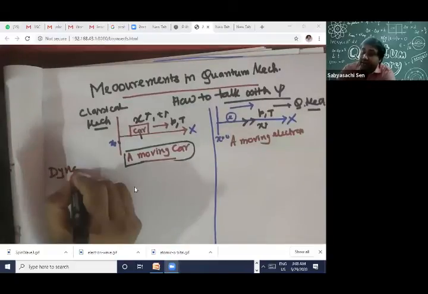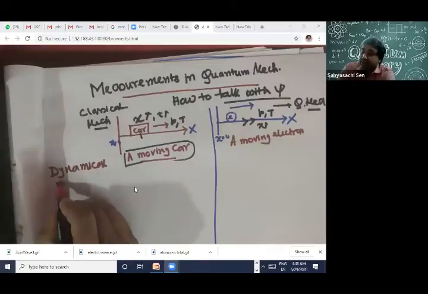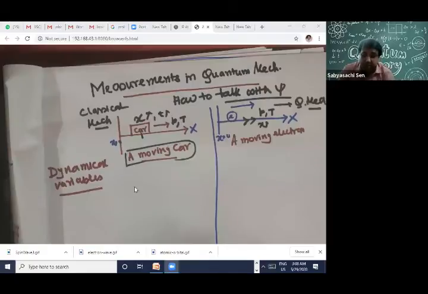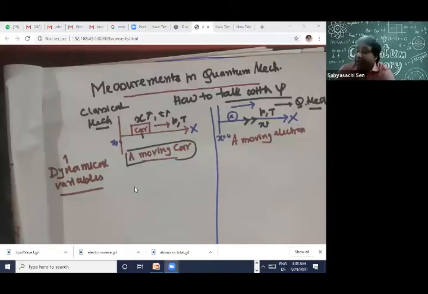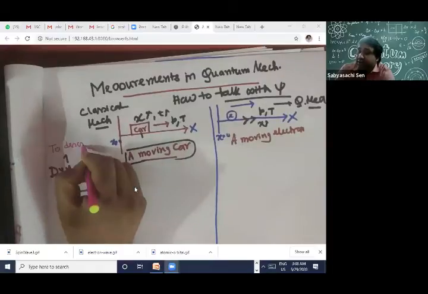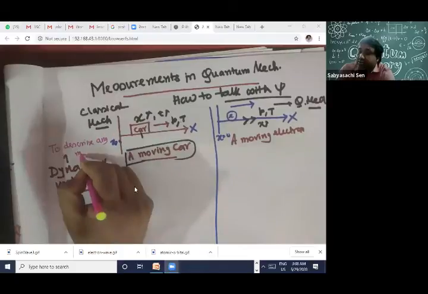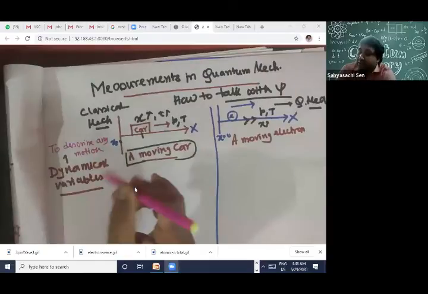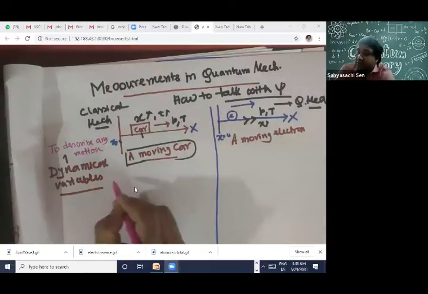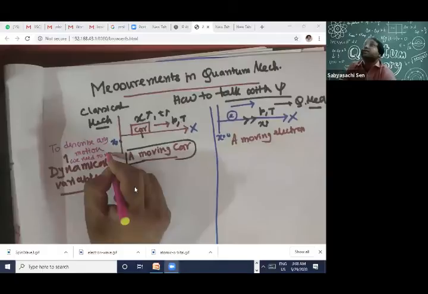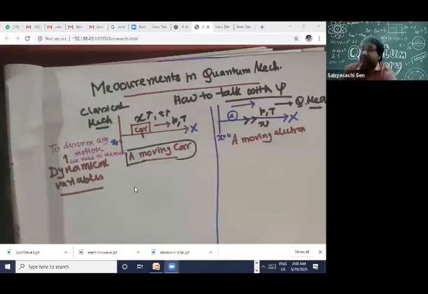All these data together are called dynamical variables. What is the purpose of keeping dynamical variables? They are needed to describe any motion. To describe any motion, we need to measure some dynamical variables.